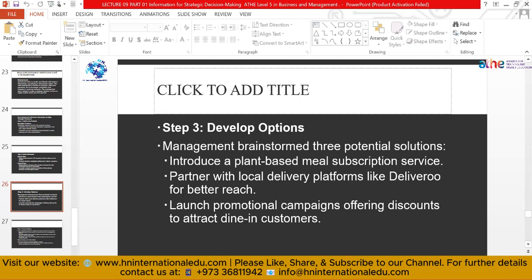Launch promotional campaigns offering discounts to attract dine-in consumers too. Like if you're going to take away, you're going to get more discounts. If you're going to dine in, you're going to get some other kind of discount.